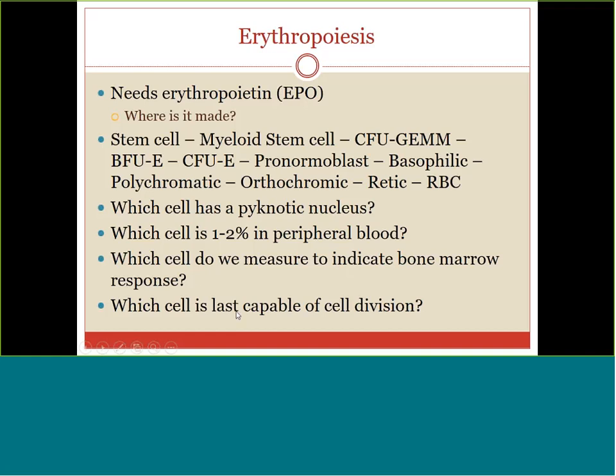Which cell in this line is last capable of cell division? And that's going to be the polychromatic. So that's the very last one that has mitosis in this cell line.